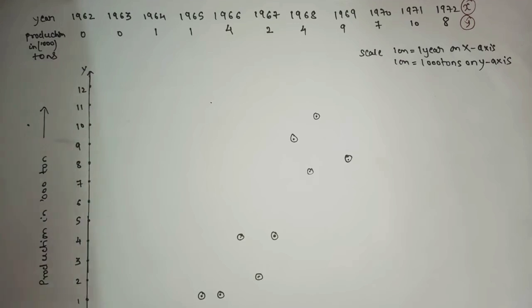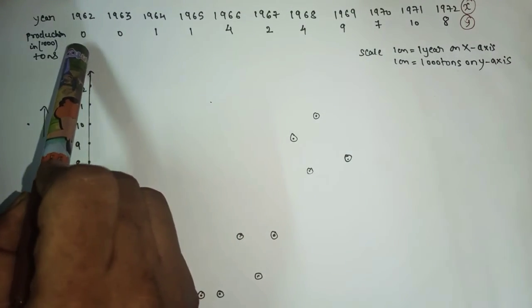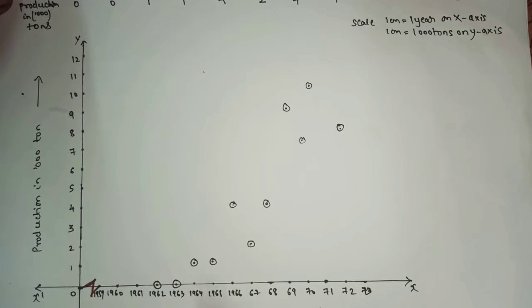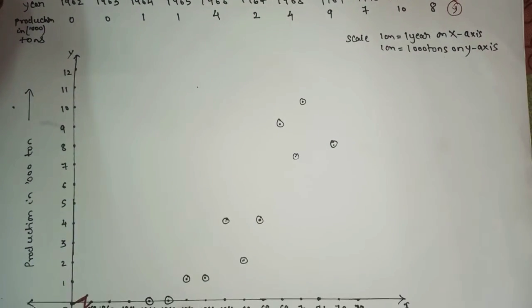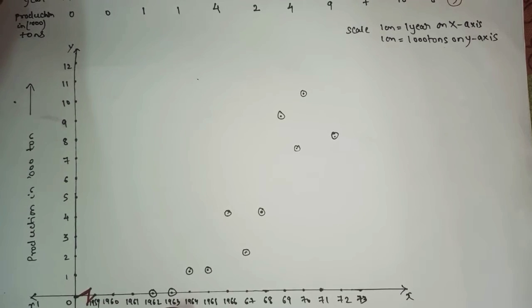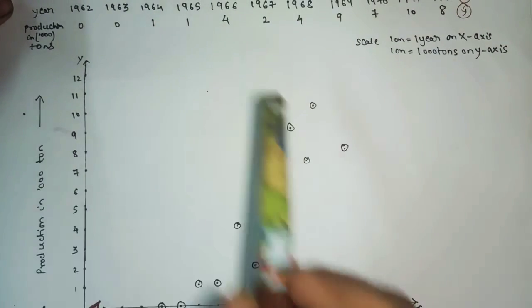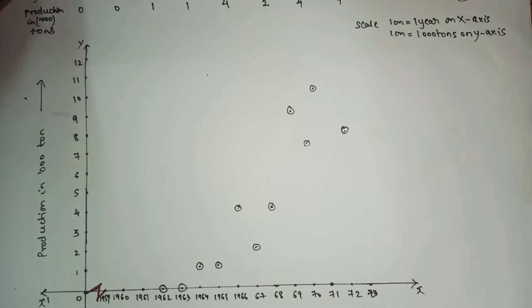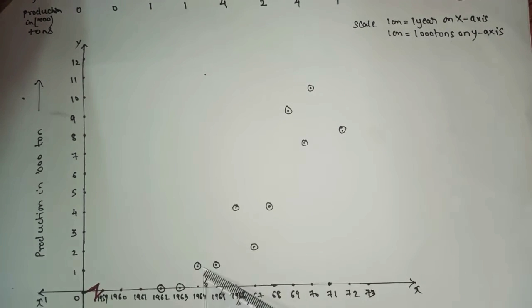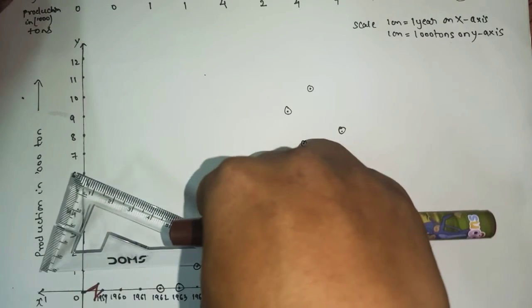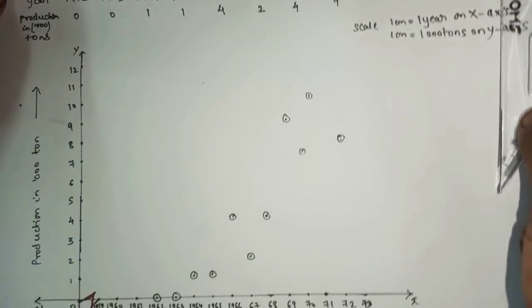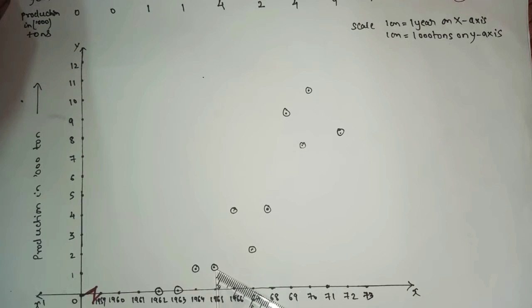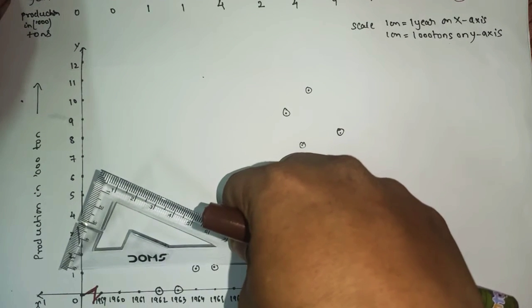Now after that, you will see the year and the production. For the year 1962, the production is 0, yes or no? So that point lies on the x-axis. For 1963, the production is 0 on the x-axis. For 1964, it is 1. Can you see 1964? For 1965, again it is 1. Can you see 1965? Again it is 1.